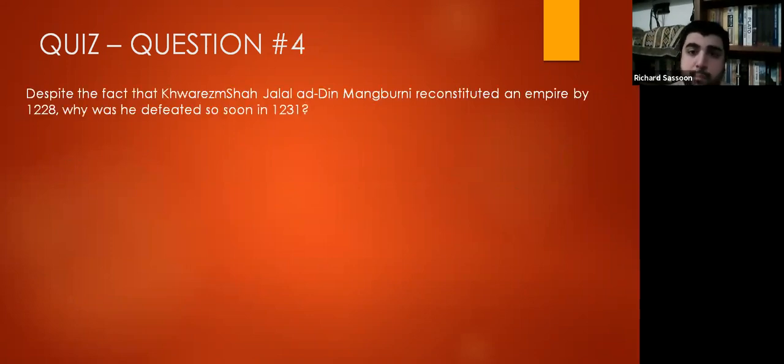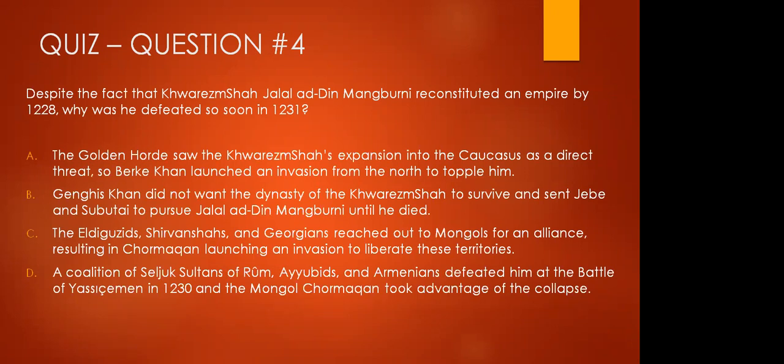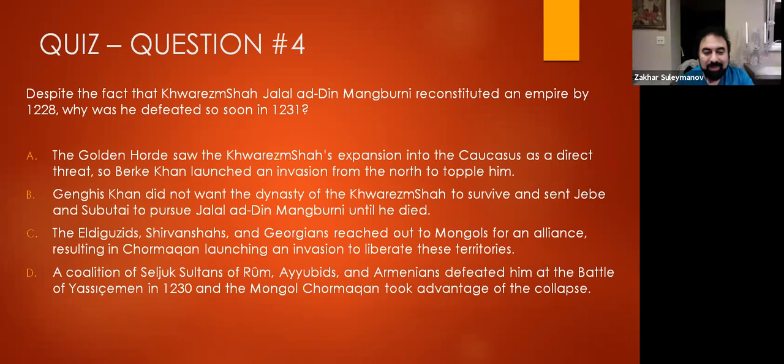All right, question number 3. Despite the fact that the Khwarezm Shah Jalaluddin Mingburnu reconstituted an empire by 1228, why was he defeated so soon in 1231? It's D. D is correct.